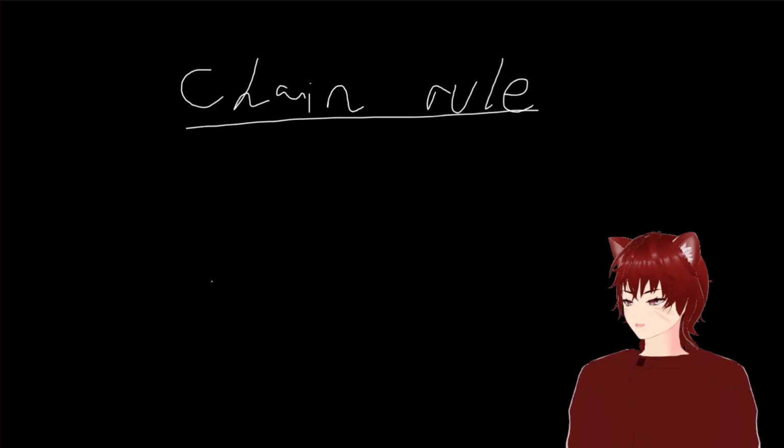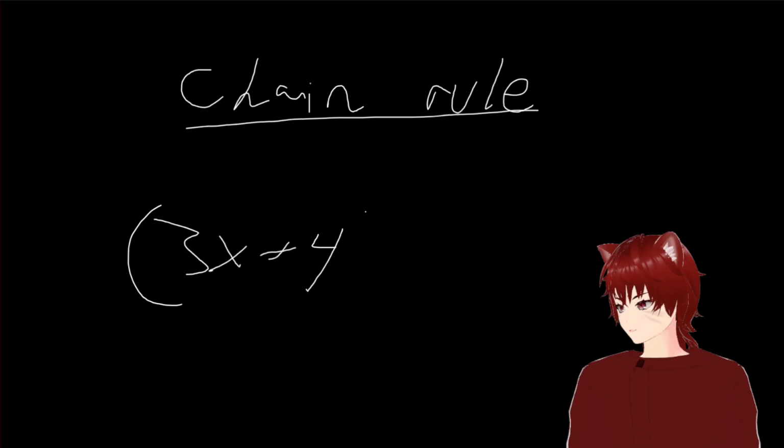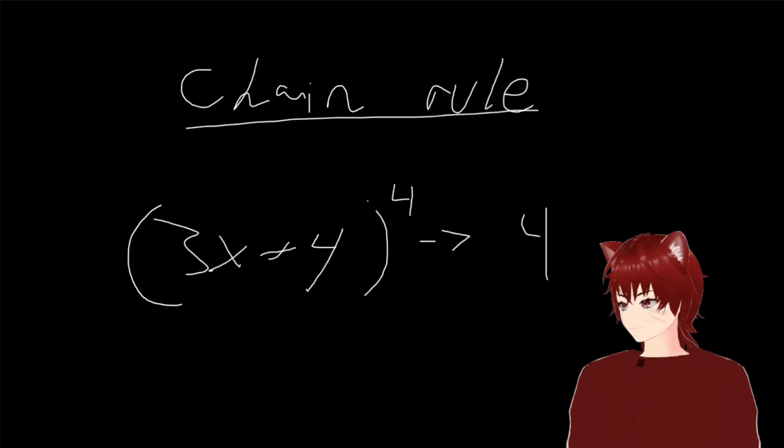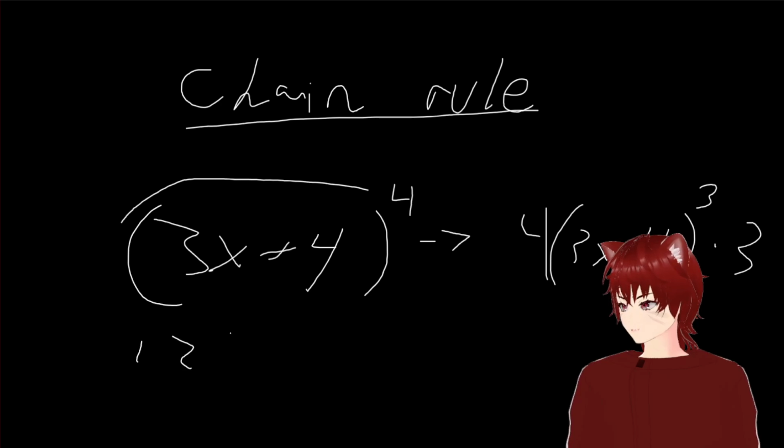Let's do another higher order one. Let's do our 3x plus 4 to the fourth power. So we'll take our exponent, drag it down, get our 3x plus 4 on the inside. Now we have our 3 up here, and we're left with the inner derivative of 3. So 12 times 3x plus 4 to the third power.